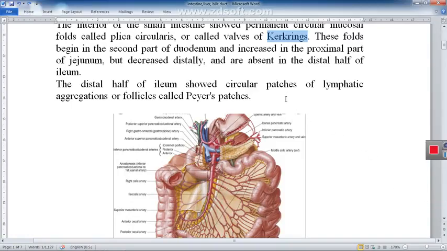The distal half of the ileum, which shows absence of plica circularis, shows circular patches in the mucosa, which are lymphoid aggregates that are called Peyer's patches. These lymphoid aggregates are also present in the wall of the proximal ileum and elsewhere, but they are not seen because of the plica circularis folds covering them or disturbing the vision of them. But in the distal parts of the ileum, because the plica circularis are absent, you can see easily the Peyer's patches, which are circular patches of lymphatic aggregates.